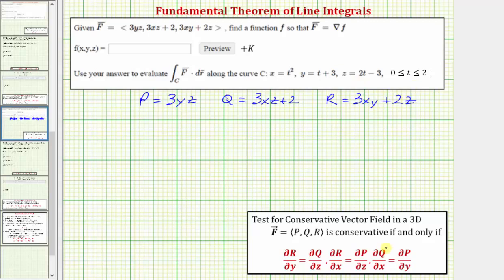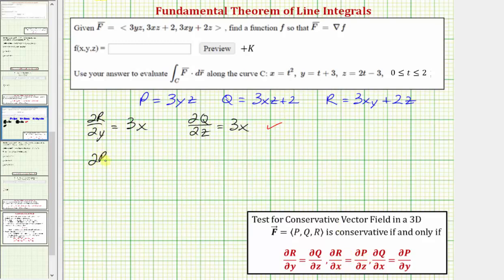Now let's begin checking the partial derivatives. Let's first find the partial of R with respect to y, which is a derivative of 3xy plus 2z with respect to y. So we'd have 3x plus 0 or 3x. And this must be equal to the partial of Q with respect to z, which is a derivative of 3xz plus 2 with respect to z, which would be 3x plus 0 or 3x. So these two partials are equal to each other.